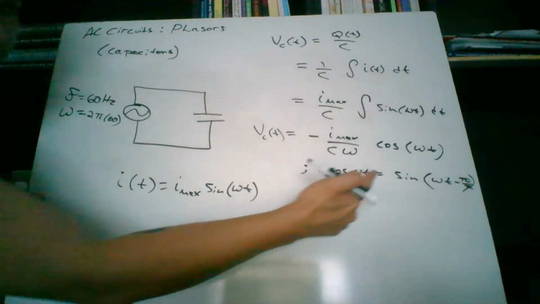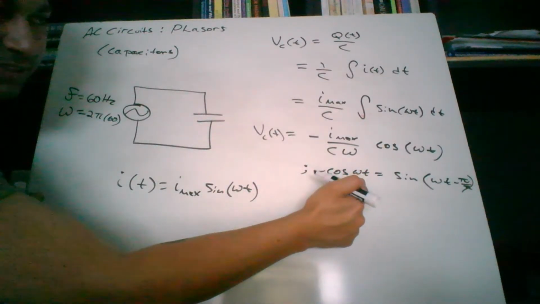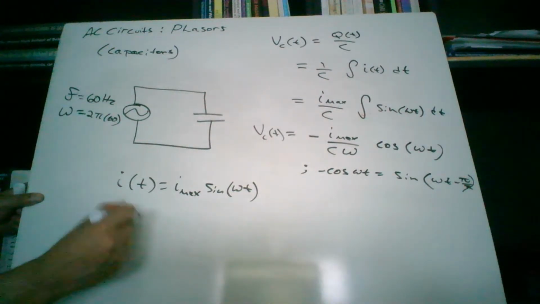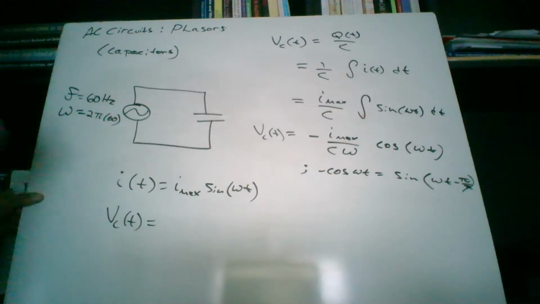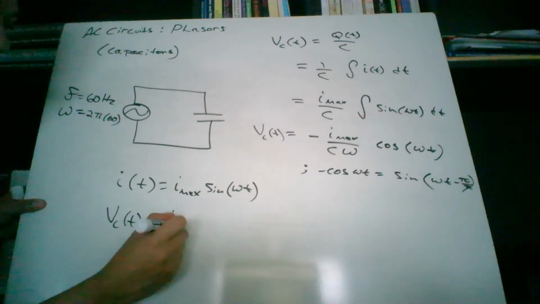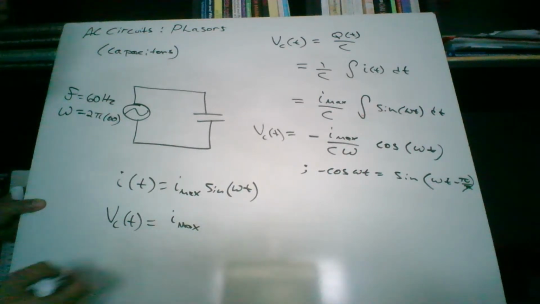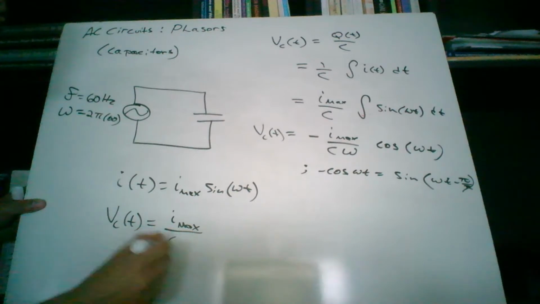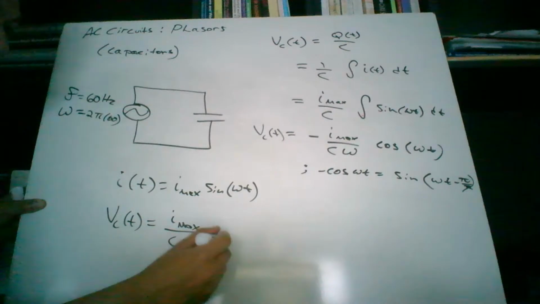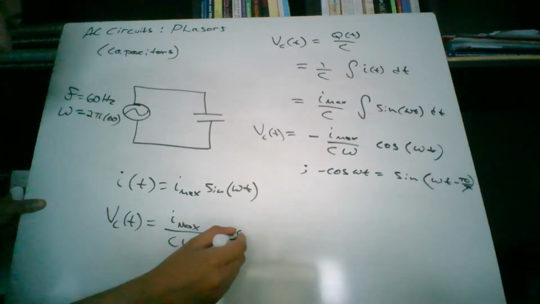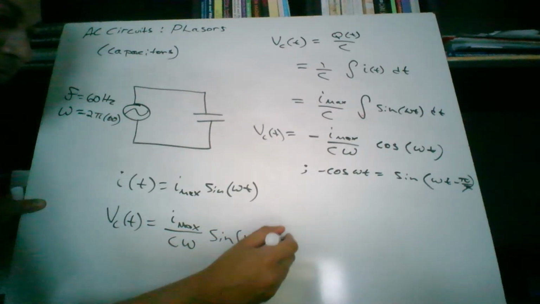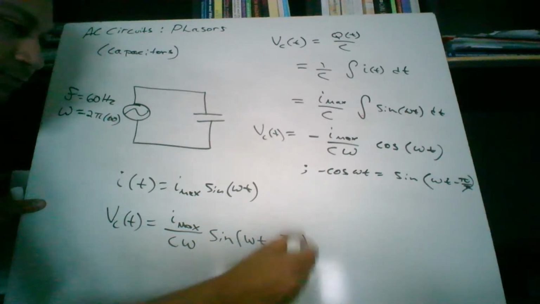So, if we replace negative cosine omega t with this term, we get the voltage of the capacitor is equal to, what are we going to say here? I max divided by c times omega, sine of omega t minus pi divided by 2.